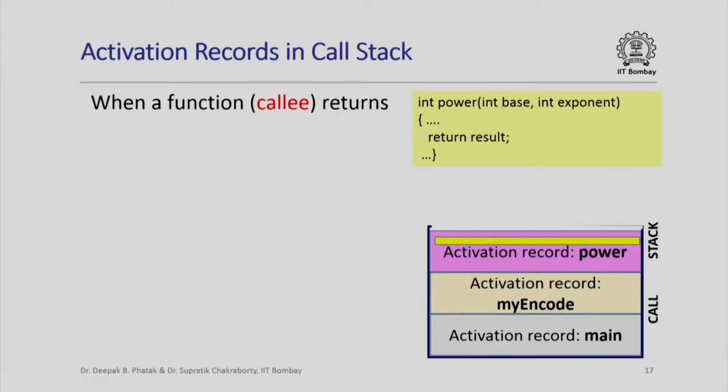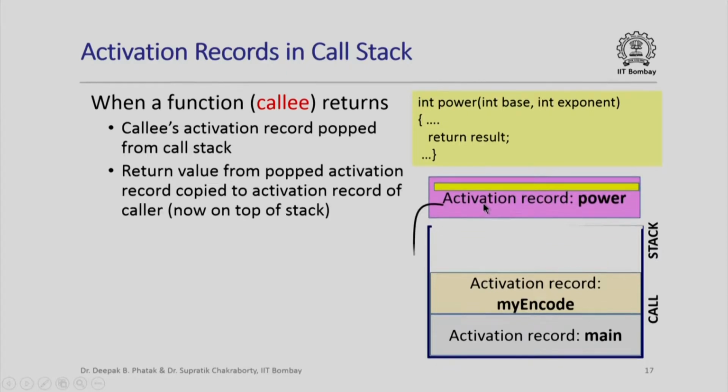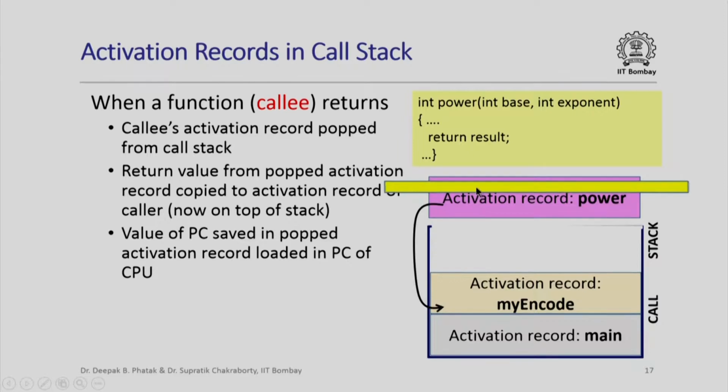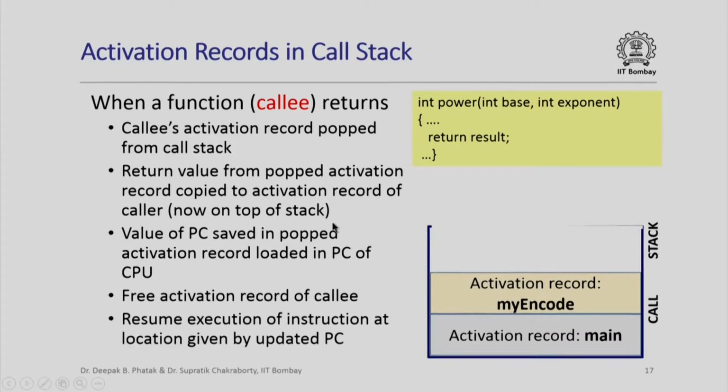What happens when a function returns? In this case, when the power function returns, its activation record is popped out from the call stack. The return value of this function, here we had a return result, was residing in the activation record of power. It will now be copied to the activation record of the caller, which is now on top of the stack. The value of the PC, which was the location in myencode where power was called, will be popped from this activation record and loaded in the PC of the CPU. The activation record of the callee will then be freed up, and execution will resume exactly at the location given by this updated value of the PC, that is the instruction in myencode where power was called.